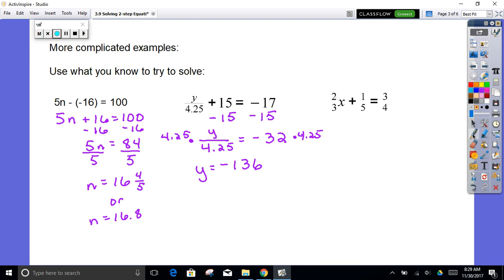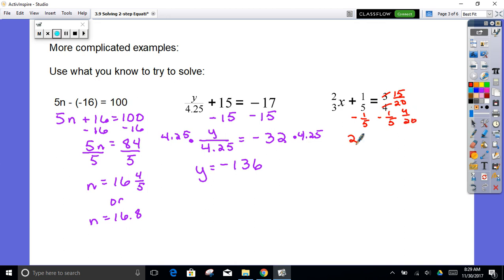Can I do the next one? Yes. I got x equals 33 over 40. That is correct. Very good. Tell us what you did. And so I started out by subtracting 1/5 from both sides. And I converted 3/4 to 15/20 and 1/5 to 4/20 and got 11/20.